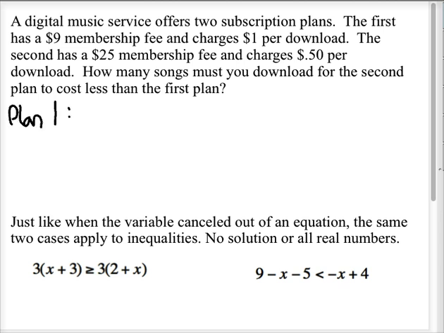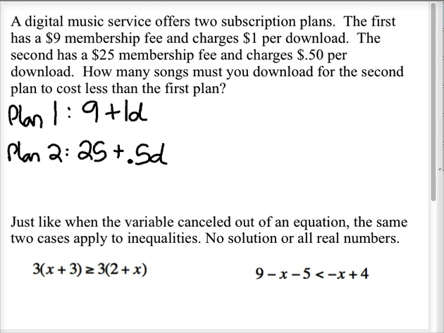So let's represent plan 1, okay? So a $9 membership fee, so just a flat fee, $9, and then $1 per download. So $1 for every download. What does the second plan do? Well, the second plan has a $25 membership fee, much higher one, but it only charges you $0.5 per download. So D obviously representing the number of downloads in this case.